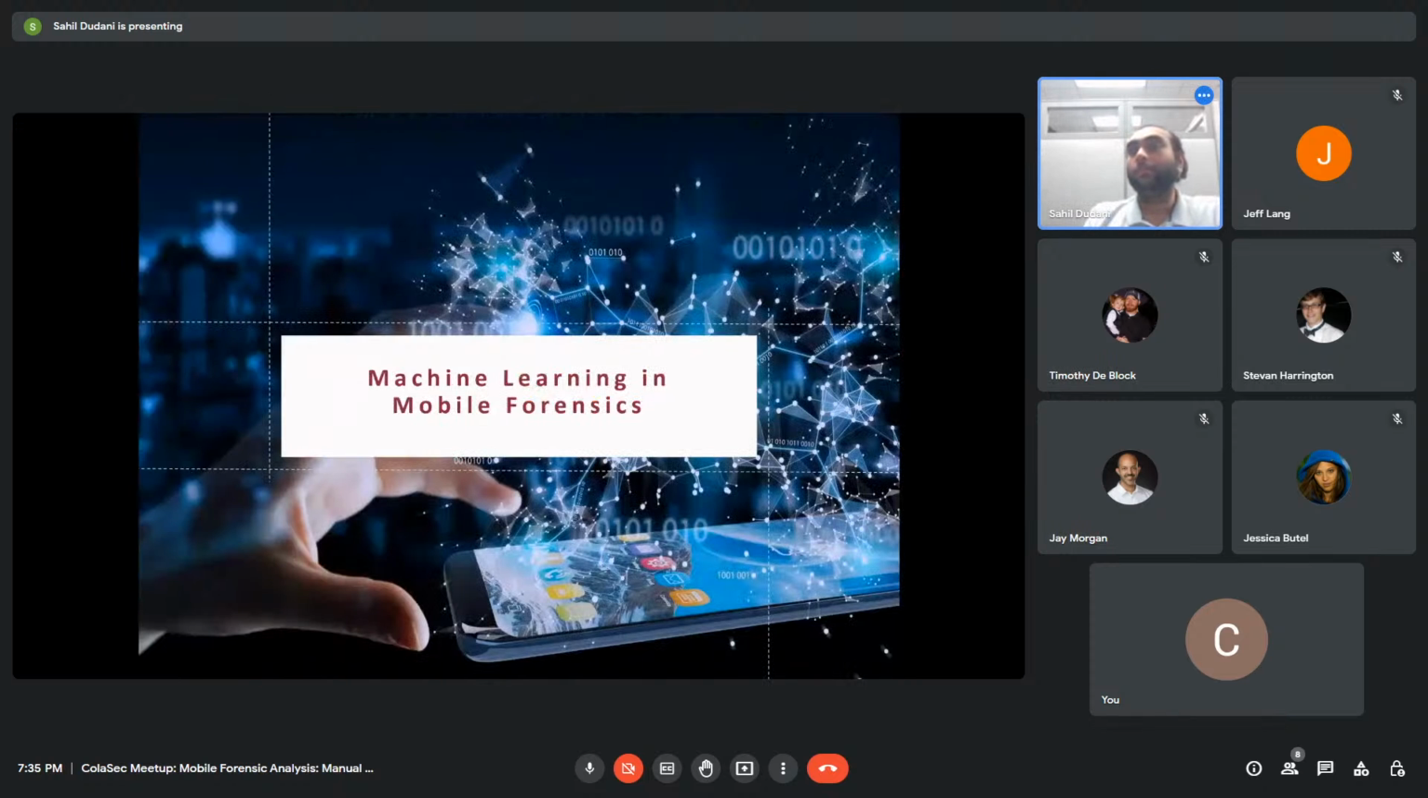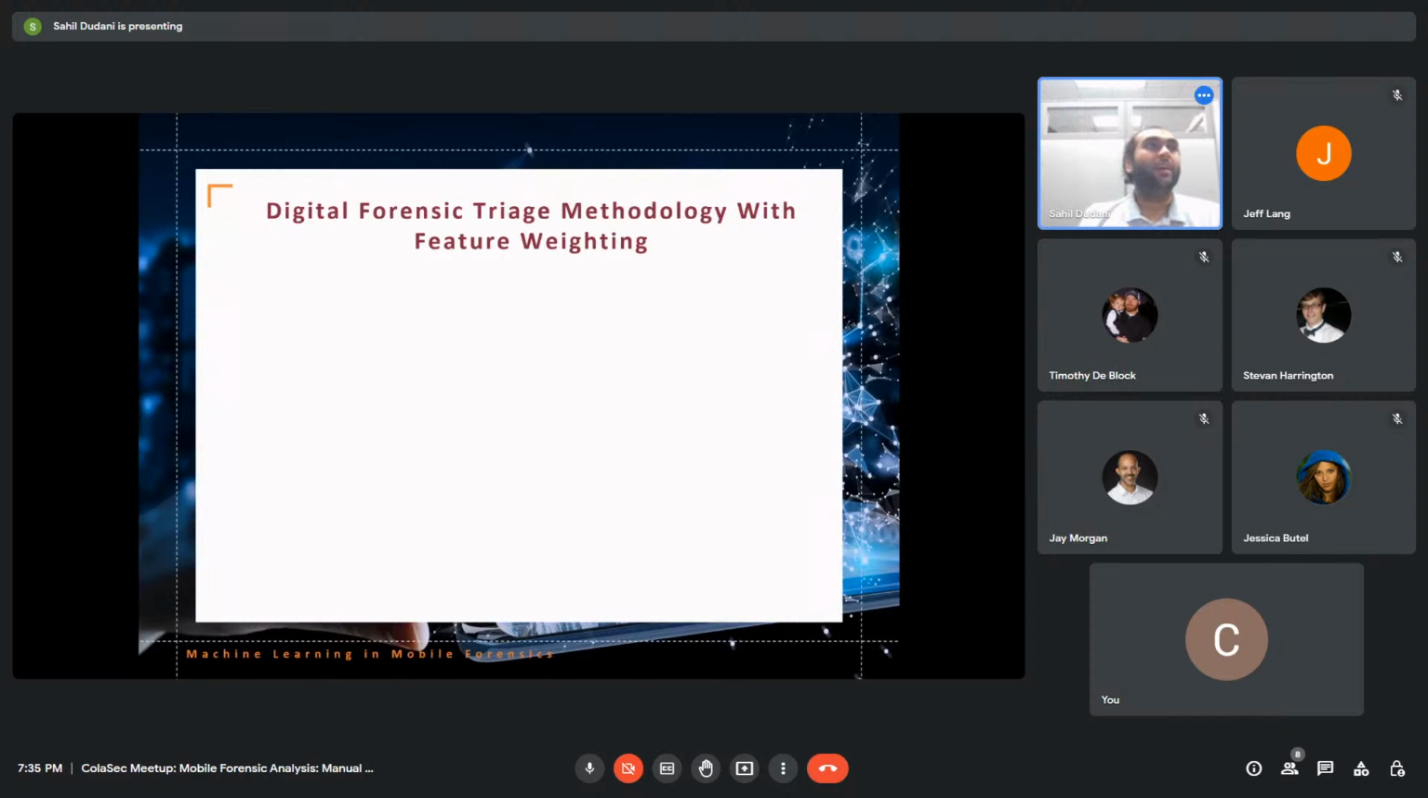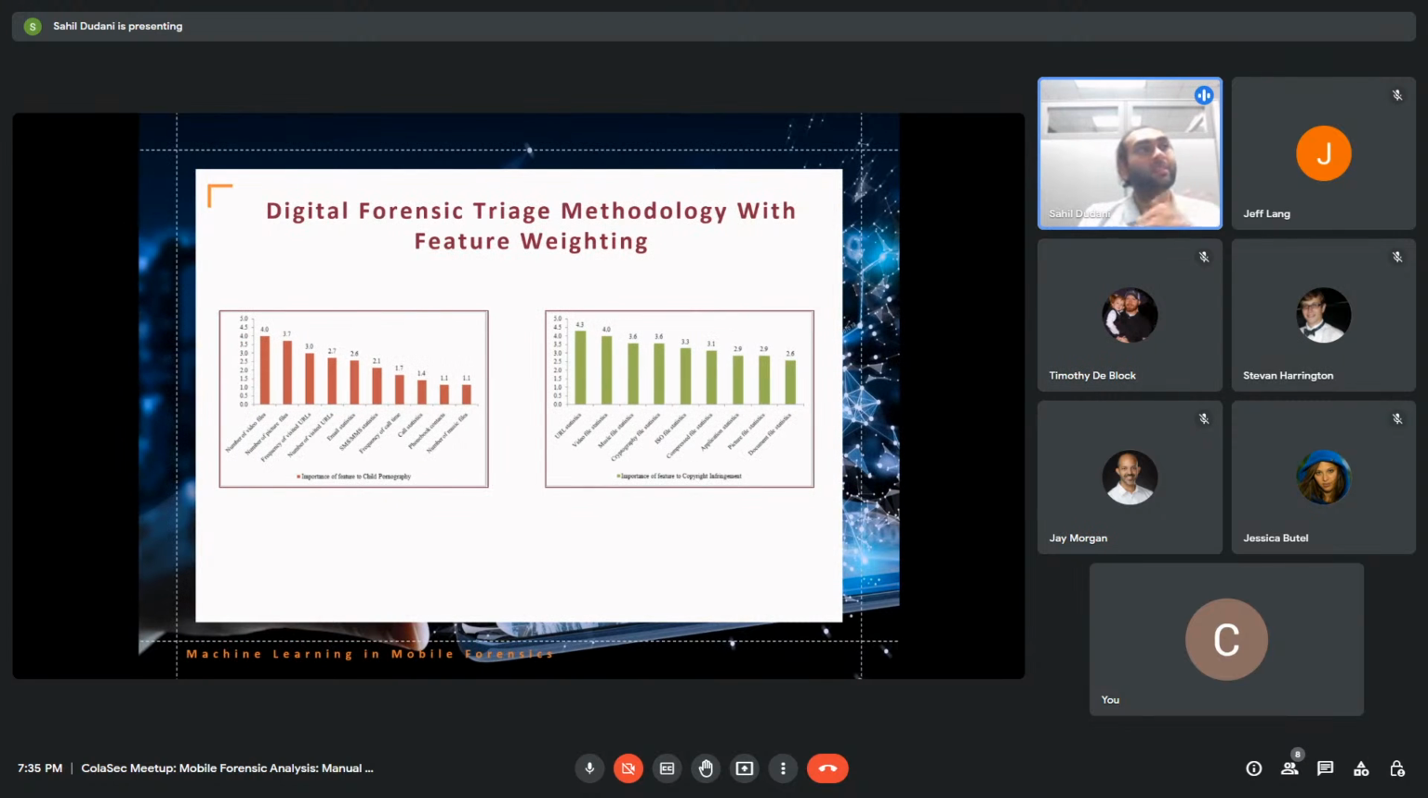Machine learning is omnipresent these days. People are applying machine learning to everything, and mobile forensics is not untouched by machine learning. We discussed the DFT model earlier, the digital forensics triage methodology, where we were talking about feature weighting.